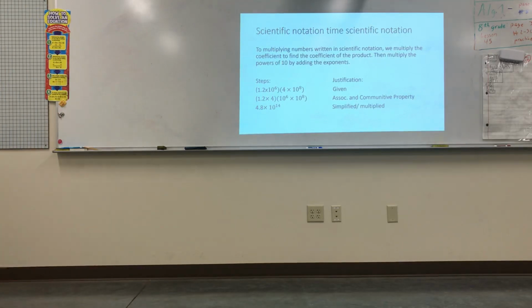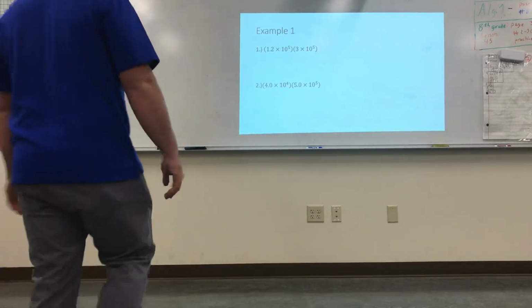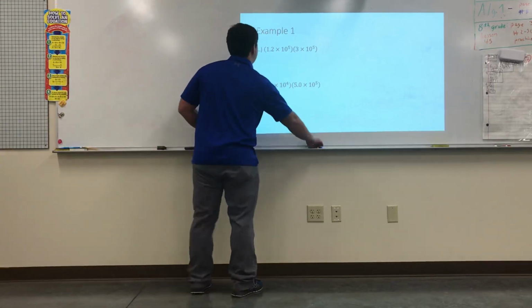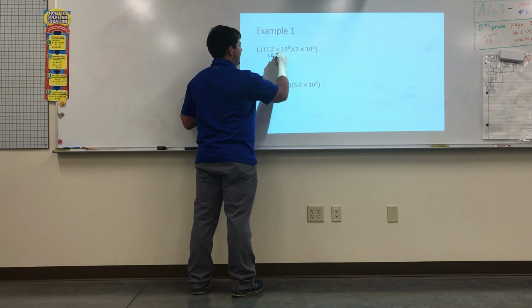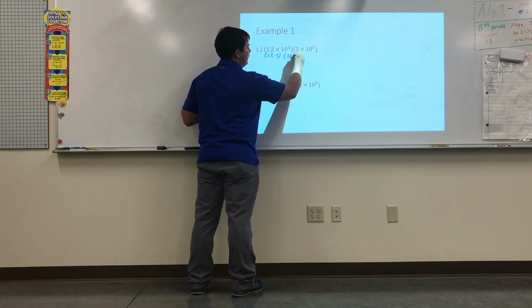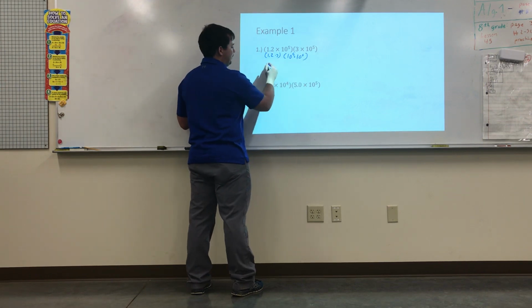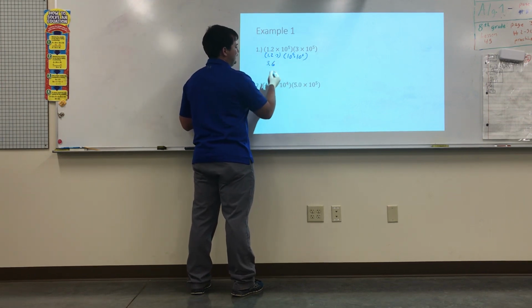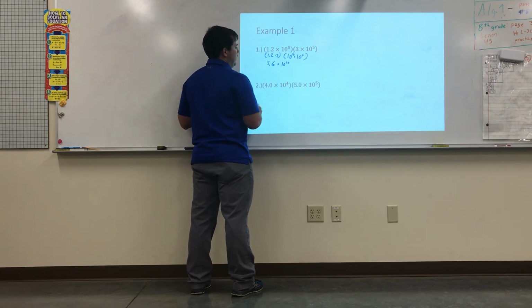So, right here. First step, we're going to take 1.2 times 3. And then we're going to take 10 to the 5th times 10 to the 5th. We get 3.6 times, same base, add exponents, 10 to the 10th. That's my answer.